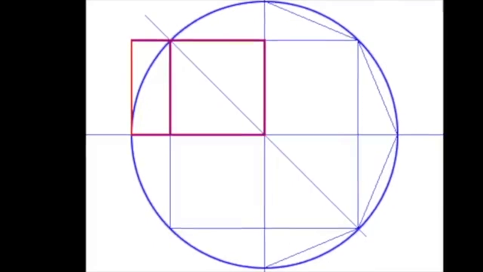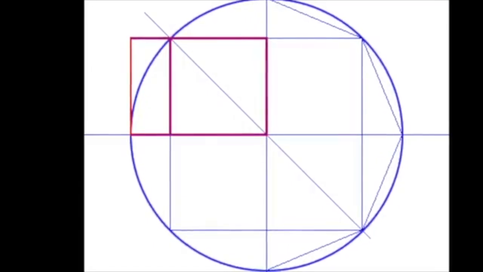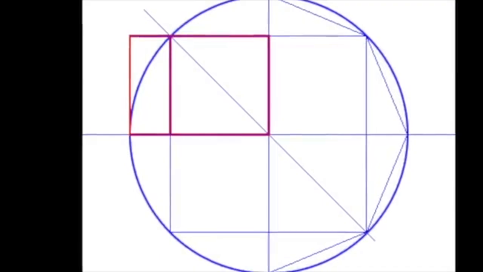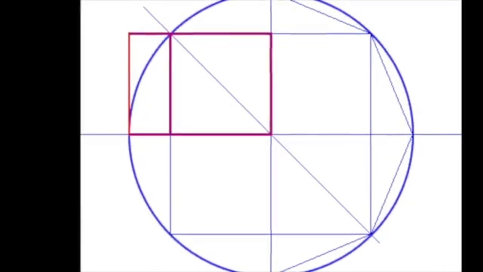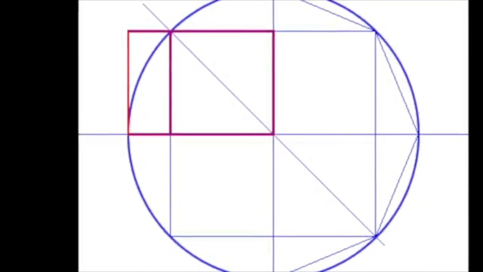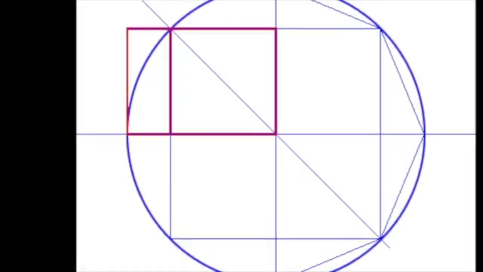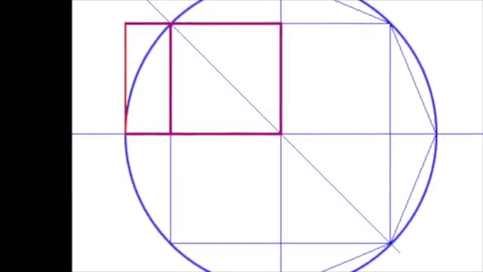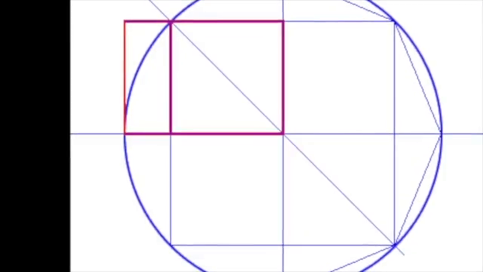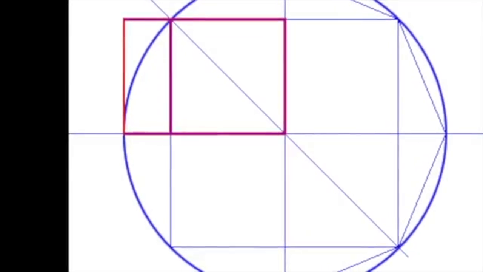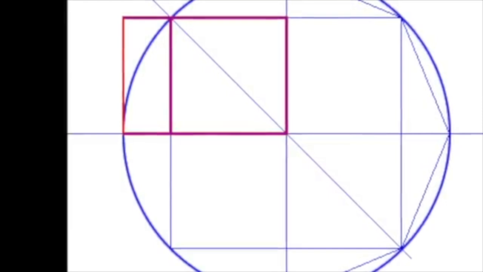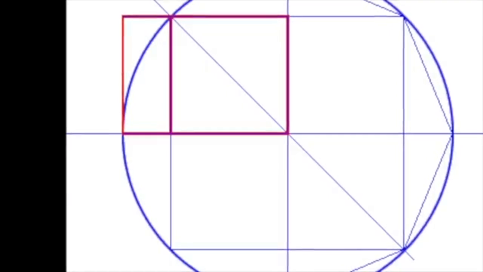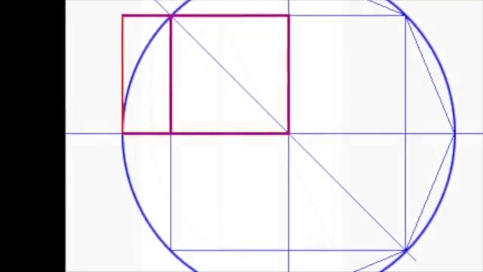Again, note that the ratio of the line segment square root of 2 minus 1 to the line segment 1 is proportionate to the ratio of the line segment 1 to the line segment square root of 2. This ratio approximates, but is not exactly equal to, phi.